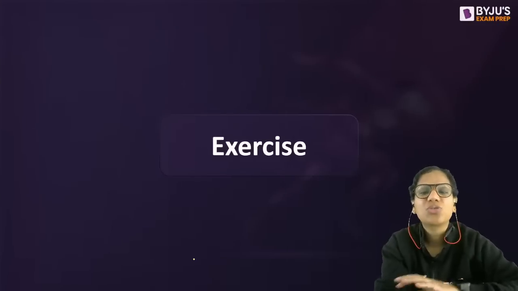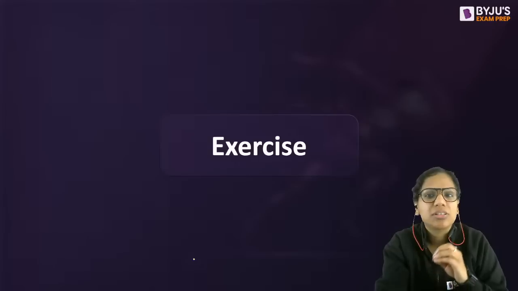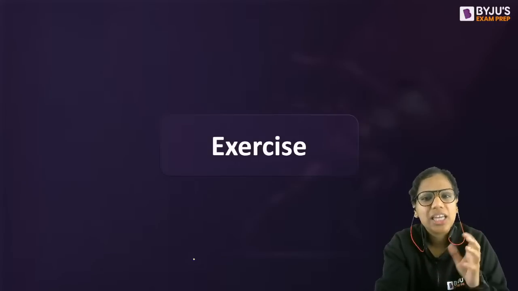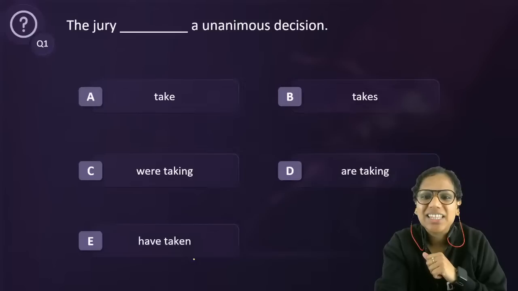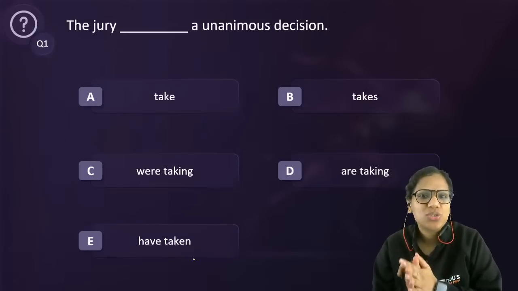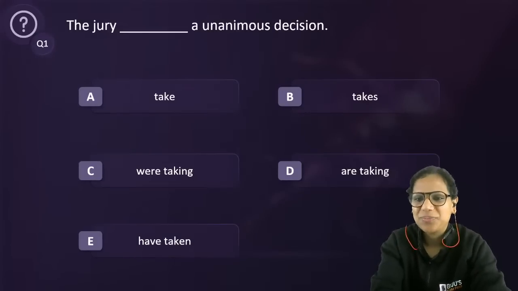Here's your first question. First, we'll do some simple fill in the blank questions, each question testing one concept. And then we'll come to some sentence correction, error spotting questions, etc. So here's your first question. The jury dash a unanimous decision. What do you say?